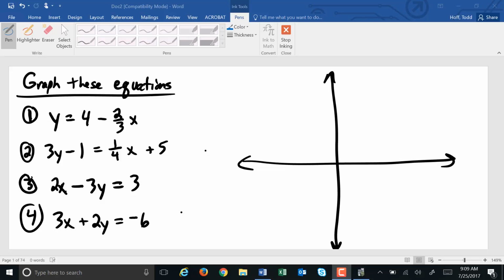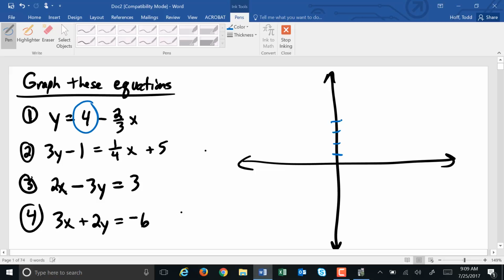Well, let's see how this goes. Our first equation up here is already of the form y equals, so y equals 4 minus 2/3 x. Where are we going to start on our graph? Four. Very good. So that's our first point. From there, where do we go? Down 2/3. Very good.